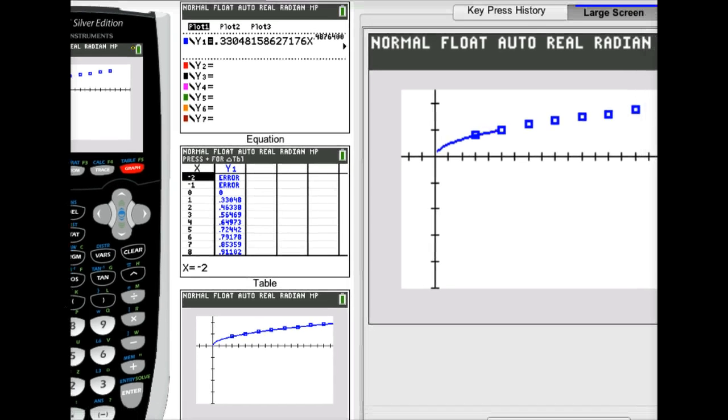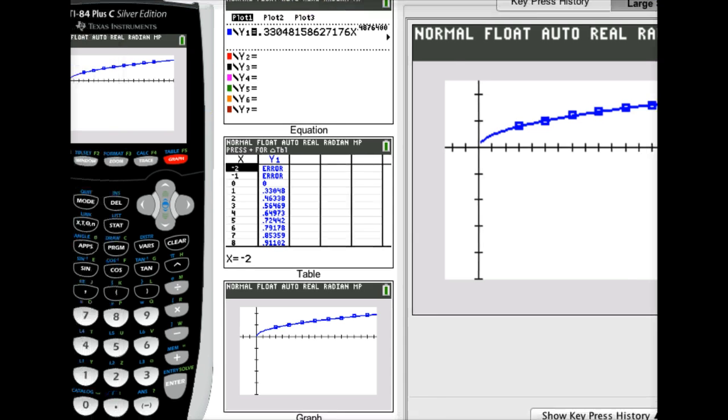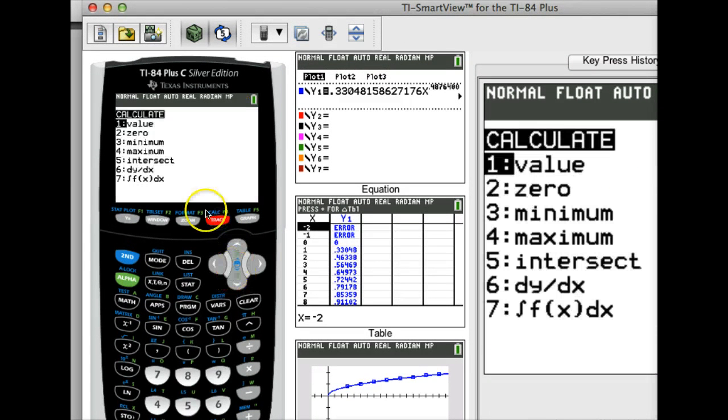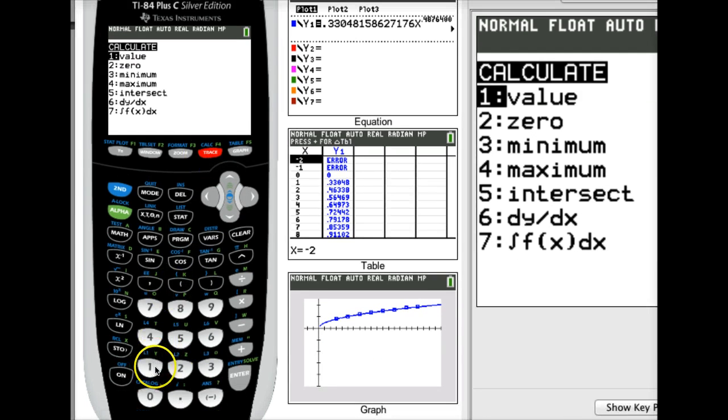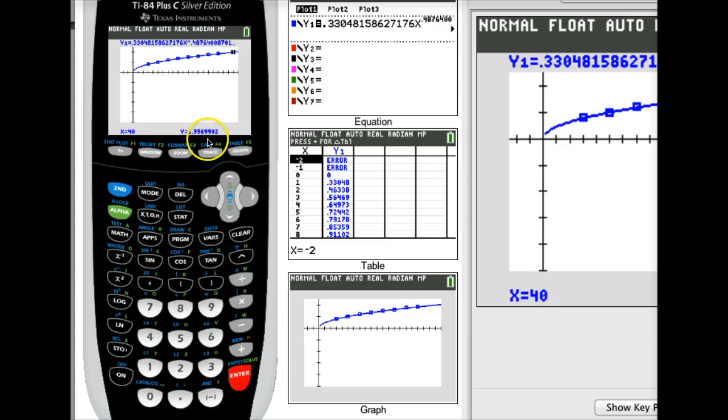So now my window is plenty big enough, which means I can simply go to second trace. So second trace, and then we see choice 1 is value, so press 1. And then you just type in 40. So 40, enter, and then it's going to spit out an answer.